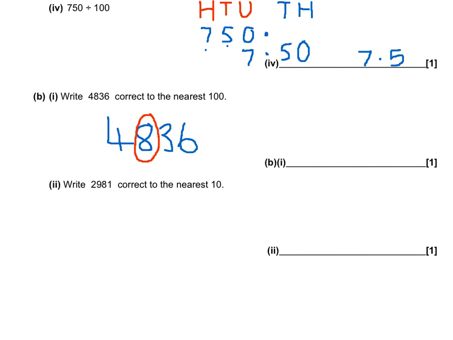So this one is nearer to 4,800 than it is to 4,900, and you can tell by looking at this next digit here. If it's a 5 or more, we round it up. Otherwise, we round it down. And this is less than 5, so we'd round it down to 4,800.